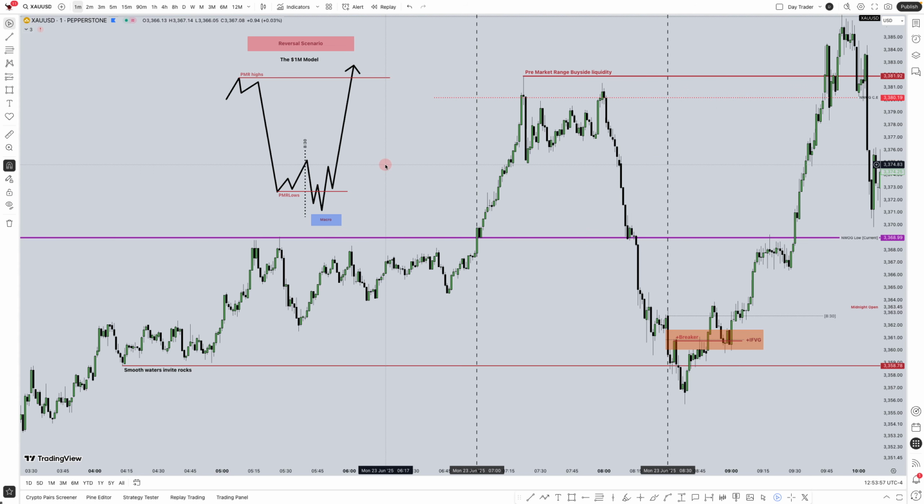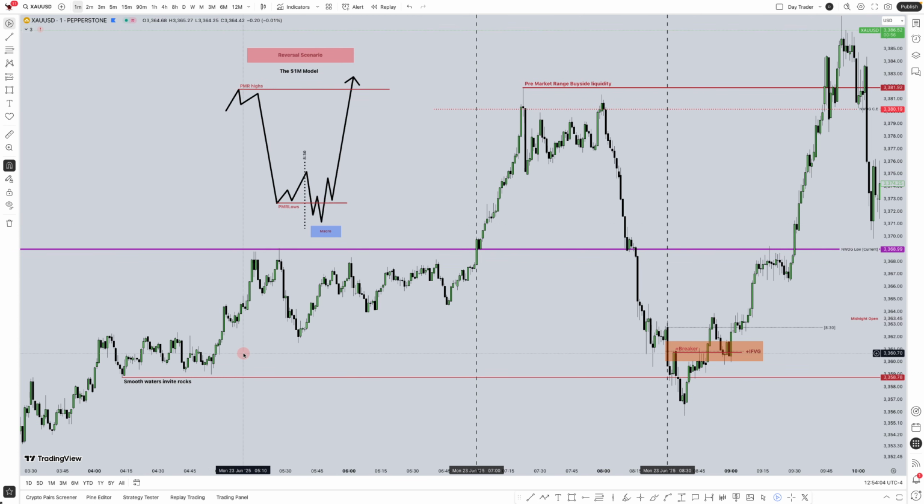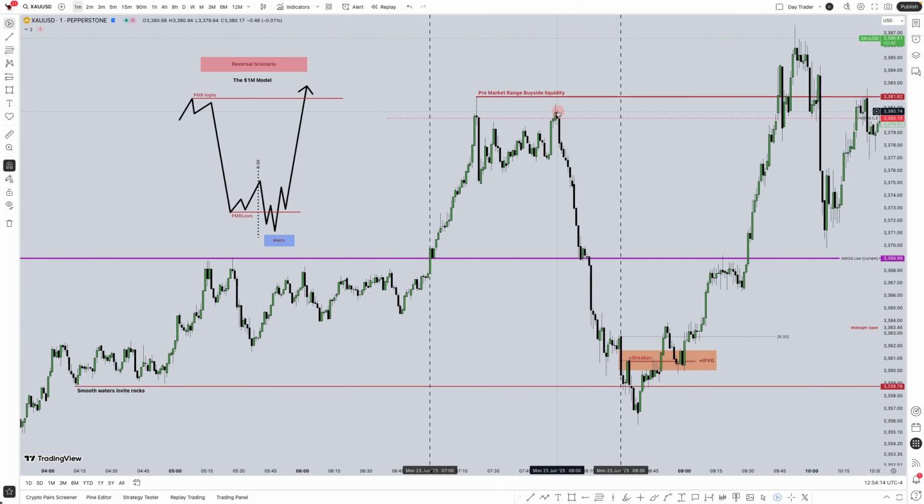So I'm now going to show you my annotations, and obviously this is my $1 million model, and there you go. The smooth waters invite rocks, and then we have this inversion fair value gap, pushed above the 8:30 open, went long right there, and we targeted that.